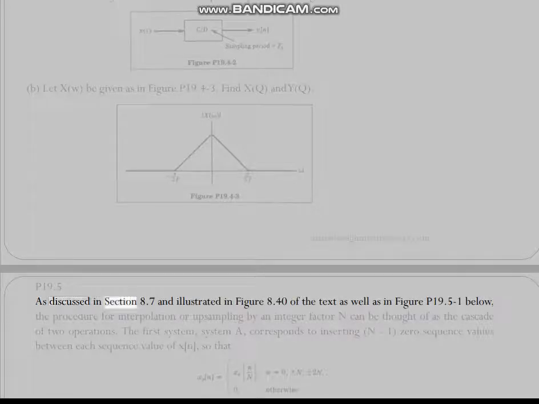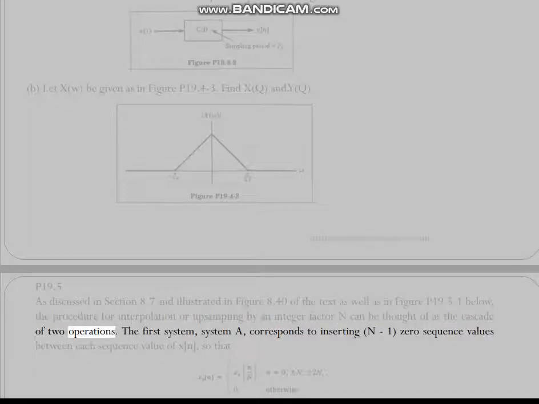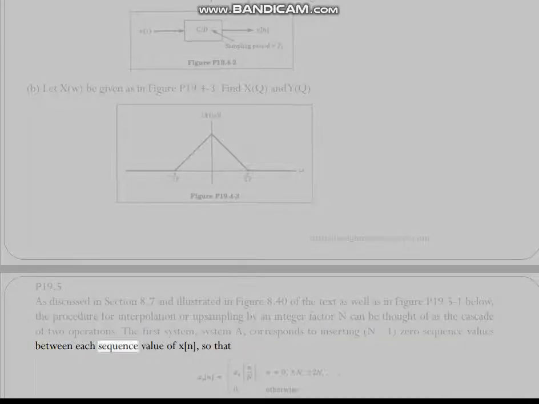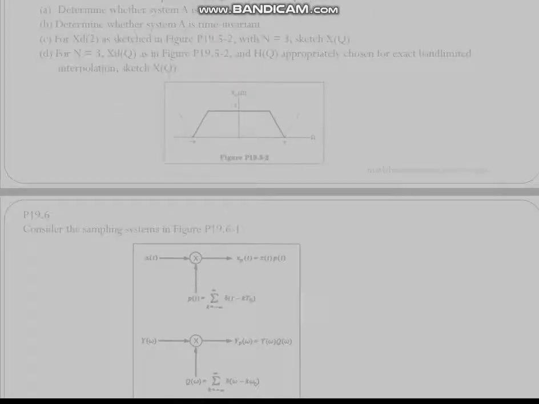P19.5 As discussed in section 8.7 and illustrated in figure 8.40 of the text, as well as in figure P19.5-1 below, the procedure for interpolation or upsampling by an integer factor n can be thought of as the cascade of two operations. The first system, system A, corresponds to inserting n minus 1 zero sequence values between each sequence value of x[n], so that for exact band limited interpolation, h(e^jω) is an ideal low-pass filter.